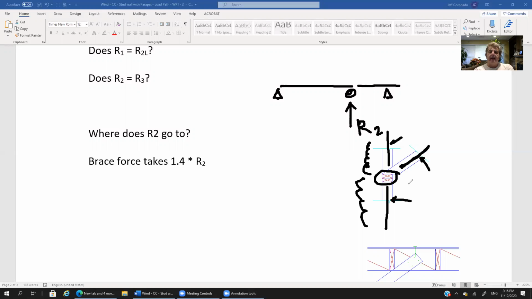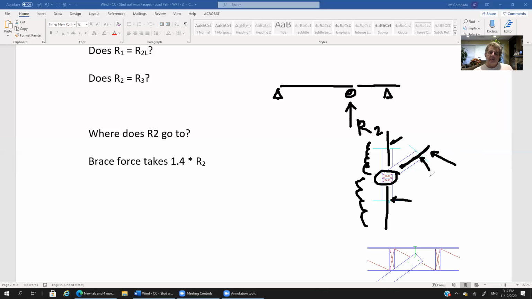Now, the question is, can the double top plate resist that pressure? Well, the answer is, in most cases, no. Unless it's a very short wall, the double top plate would not be able to resist that pressure. If you think about it for a couple of minutes and that isn't clear to you, send me an email. But the double top plate, for most situations, would not be able to resist that pressure. Hence, we need a brace right here. And that's why we have the brace that we've added.